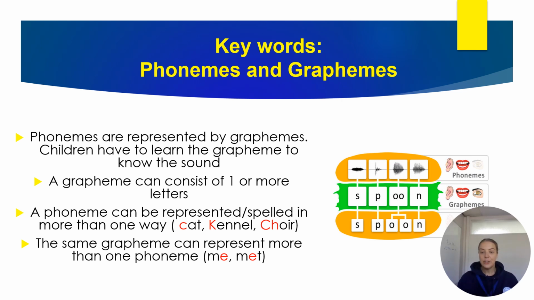When spelling, children will segment words. To do this, they will split the word they want to spell into the phonemes. To achieve this, they have to listen to the phonemes and then write down the grapheme which represents them. It's important to remember that a phoneme can be represented or spelled in more than one way. The same grapheme can also represent more than one phoneme.